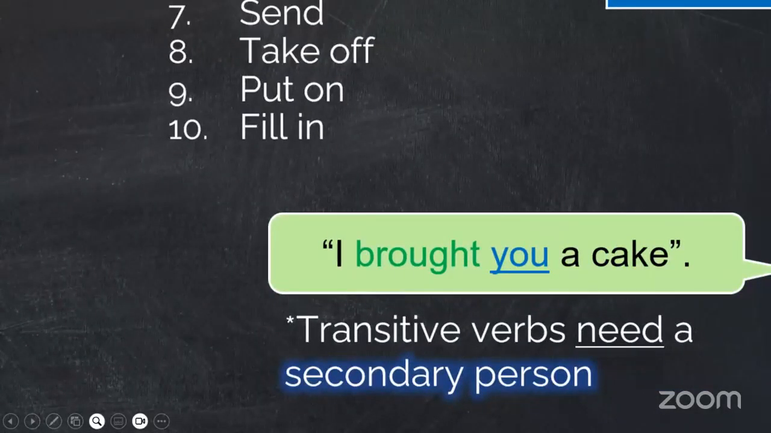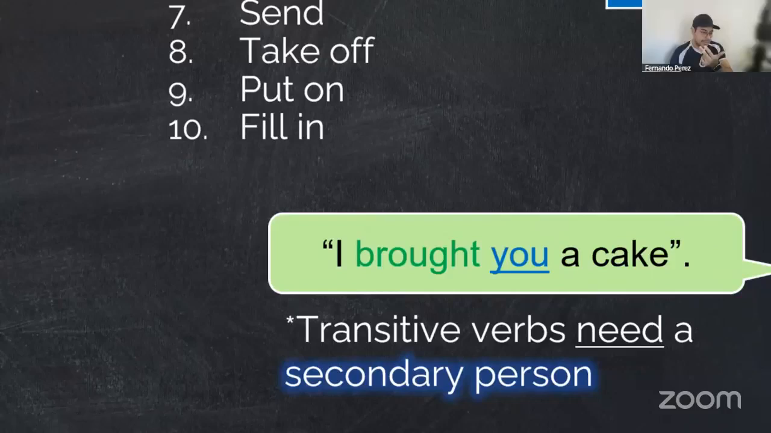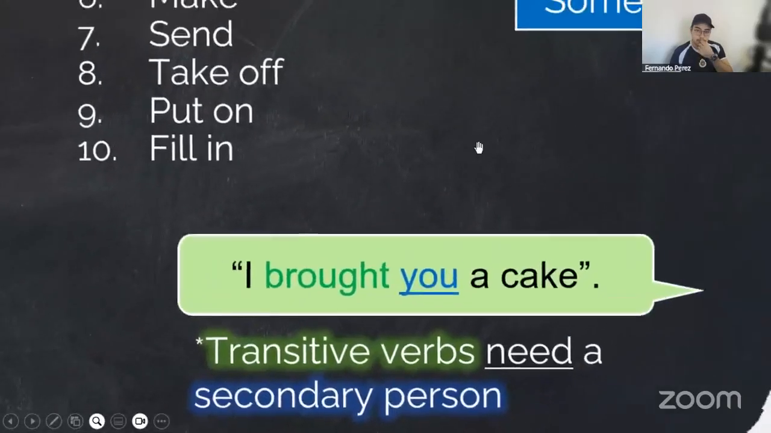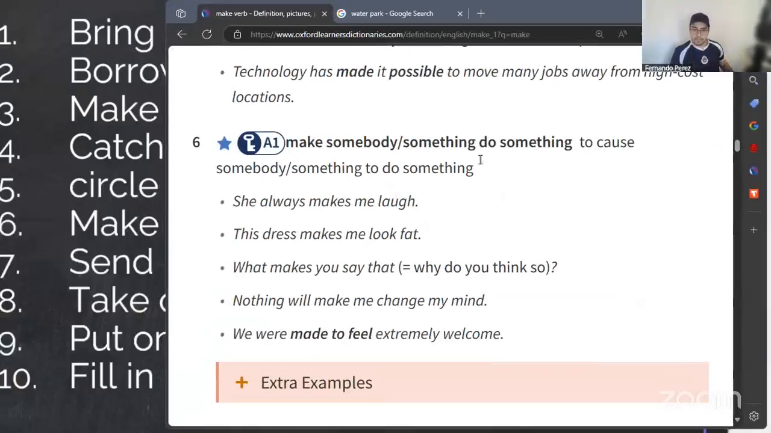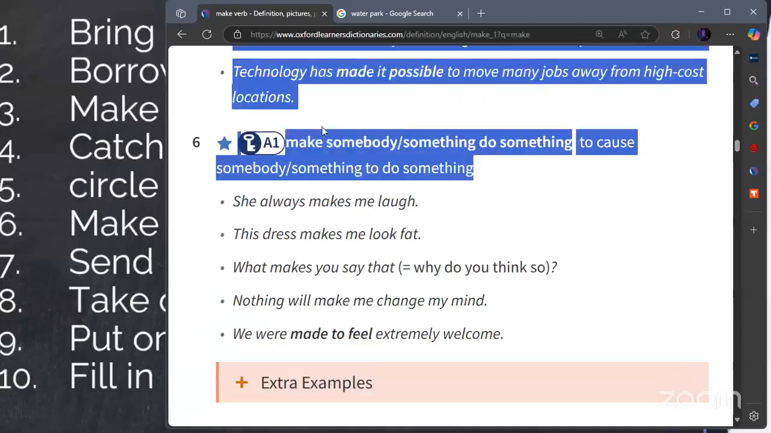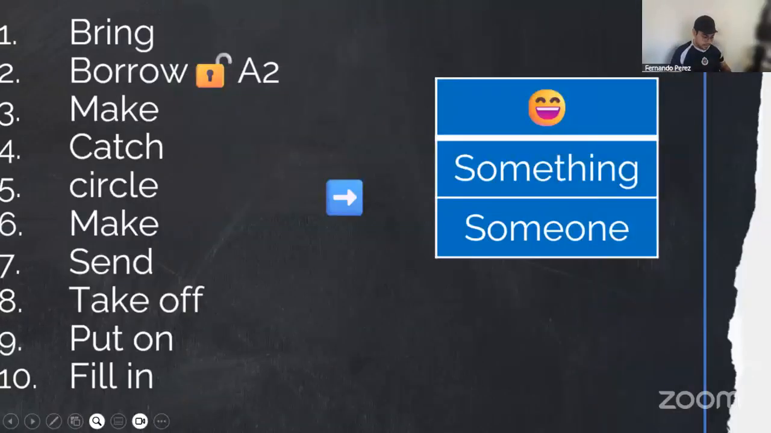Makes me happy is a transitive verb because we are talking about a secondary person. Makes me happy. You, Janice, what makes you happy? My cat makes me happy. Your cat makes you happy. That's a good example. Perfect.